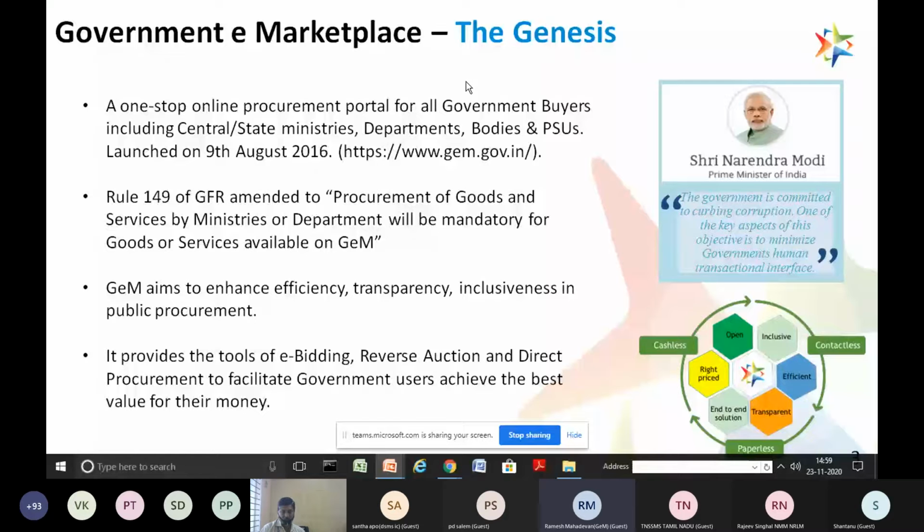This portal aims at efficiency, transparency and inclusiveness specifically. When we say inclusiveness, it means it is not a portal only for the biggies. It is a portal even for the smallest of small. The smallest of small SHGs can also come on this portal and get the benefits out of it. Basically, this portal is totally cashless, contactless and paperless.